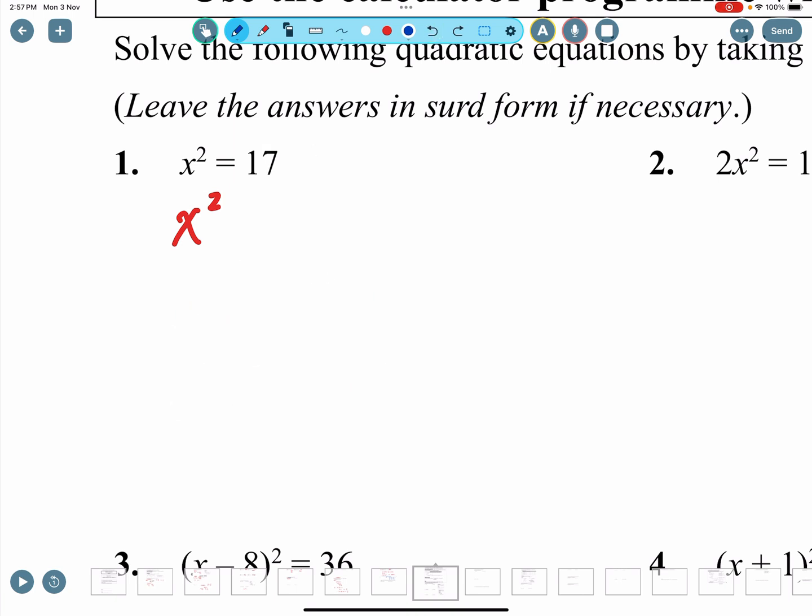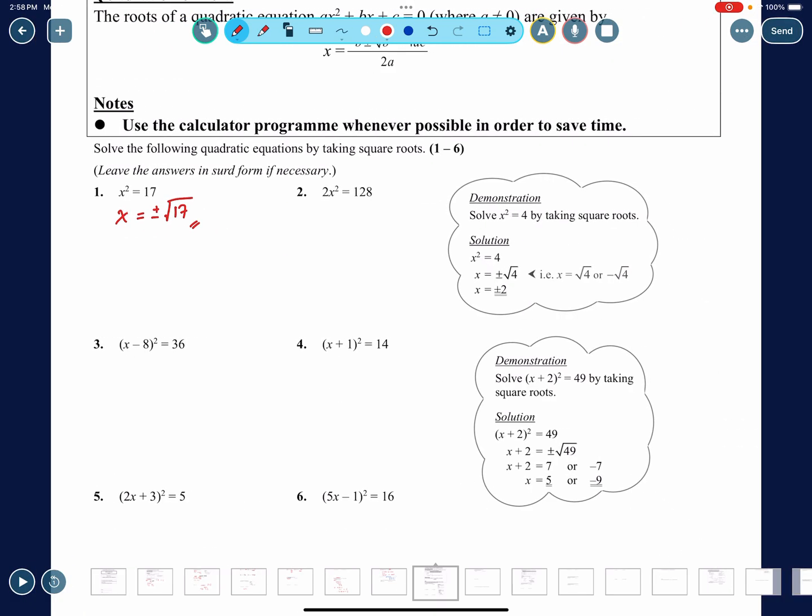There are two possible solutions. The only reason you didn't do plus or minus before is that you were talking about distance, and distance must be positive, so by default it was always positive. But now you should know that there's plus or minus. Again, I move the square to the right, because plus or minus square root 17. And leave your answer in surd form, so that's it.